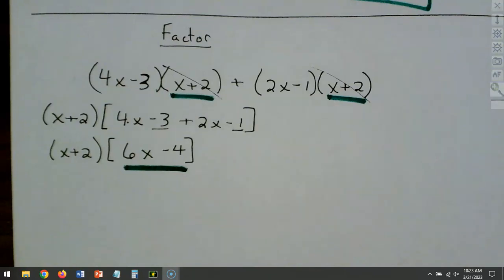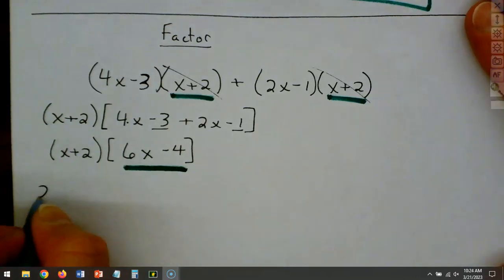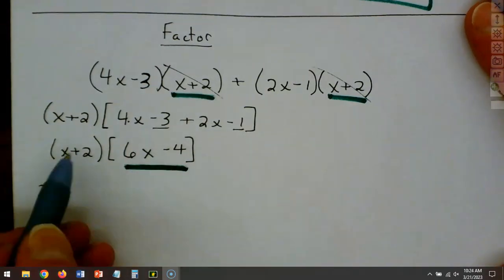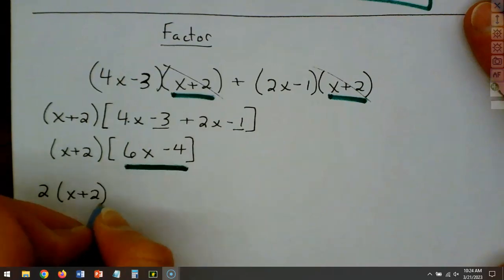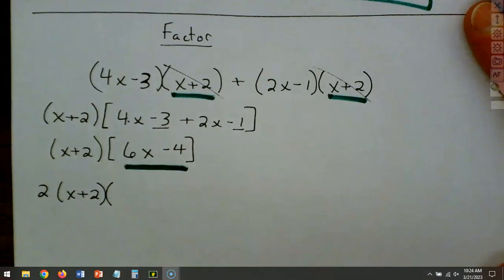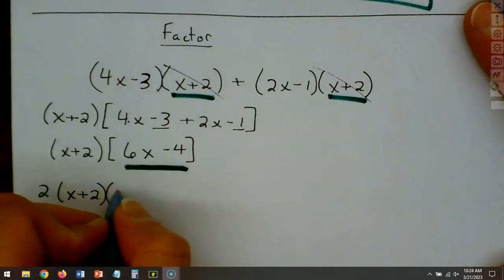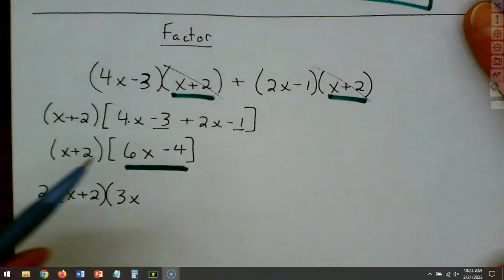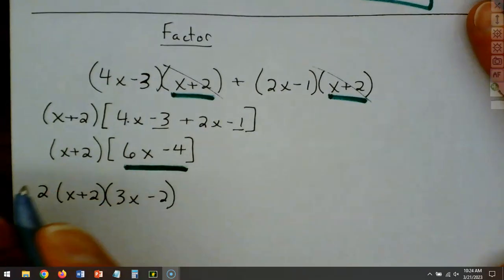So what I've got underlined right here, I can factor a 2 out. So I'm going to take a 2 out in front, put it out in front of all of it. I still have an x plus 2 left over. And then, since we factored it out completely, I'm going to replace the brackets with parentheses. And so 6 divided by 2, that leaves you with a 3x. And a minus 4 divided by 2, that leaves you with a minus 2.